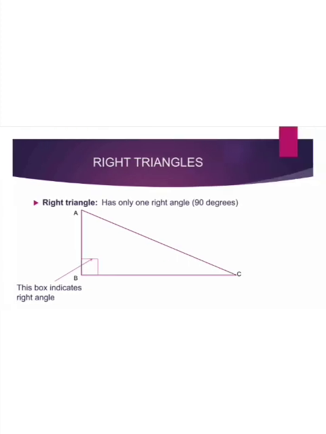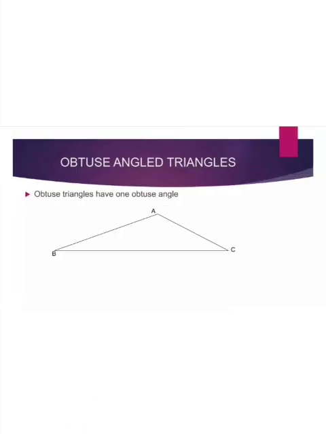A right triangle has only one right angle, that is 90 degrees. The box indicates the right angle. The box given there with an arrow indicates the right angle at B, you can see there. Obtuse angle triangles. Obtuse triangles have one obtuse angle; only one obtuse angle is there in an obtuse angle triangle.